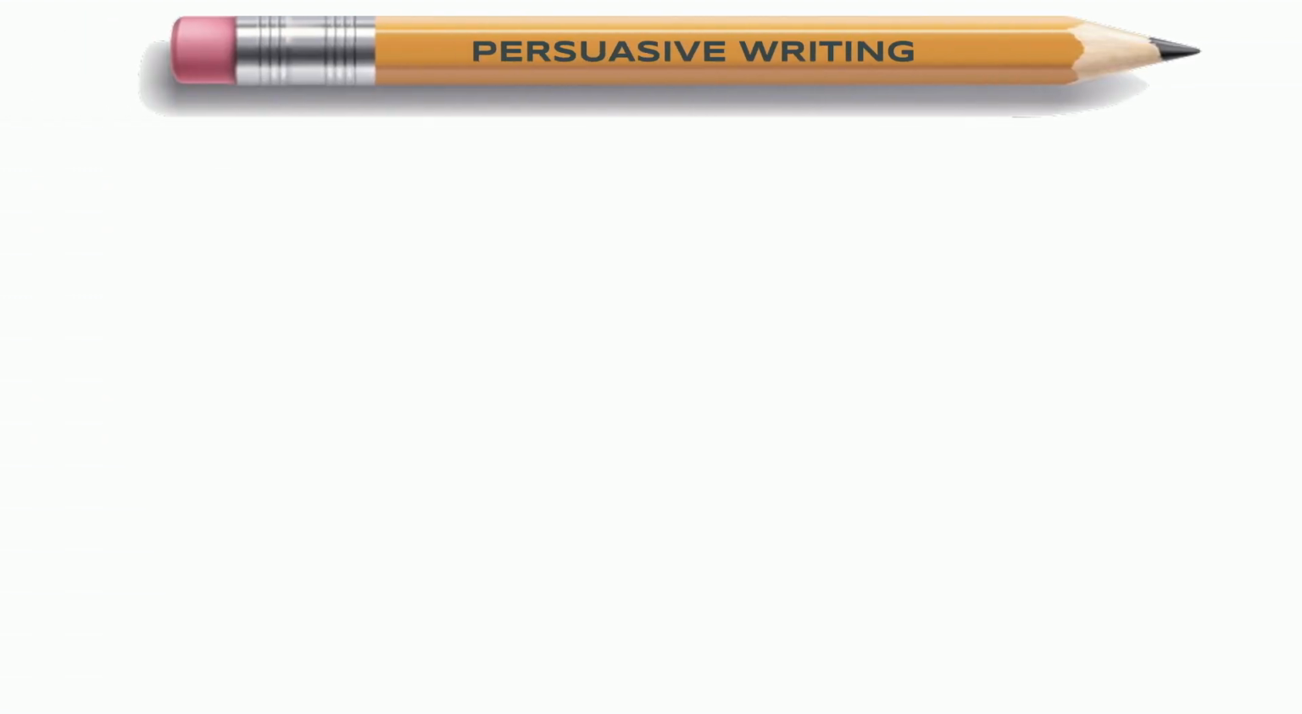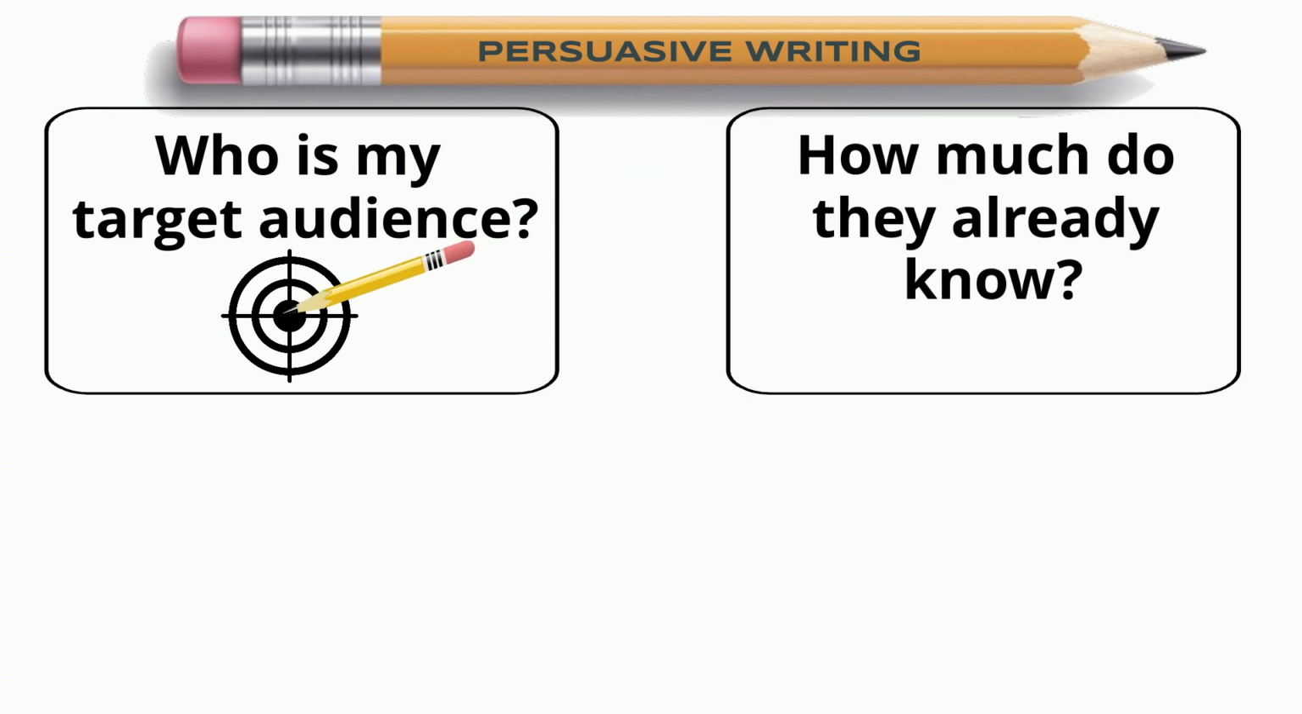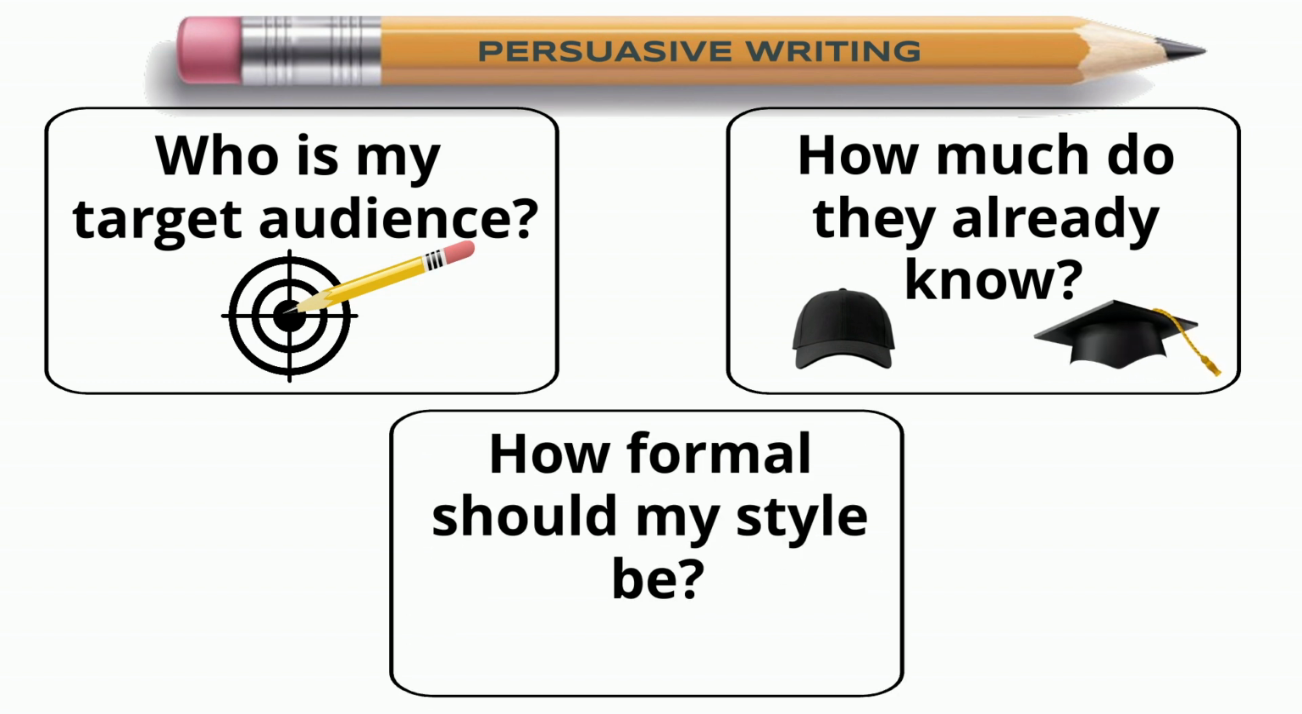So, whenever you're about to begin a piece of persuasive writing, ask yourself, who is my target audience? How much do they already know about this topic? How formal should my style be? By understanding your audience, you can tailor your message so that it is more effective, more impactful, and ultimately more persuasive.